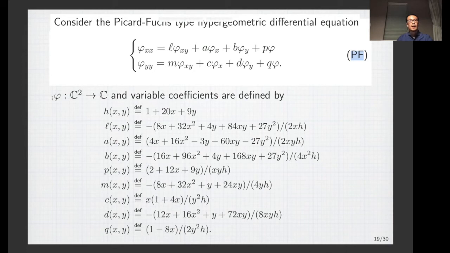Now phi is a complex valued function from C^2 to C, and there are a bunch of variable coefficients, defined by these formulations. X and Y are complex variables, and we have many non-autonomous terms in the PF differential equations. Actually, the Picard-Fuchs type hypergeometric differential equation is a partial differential equation with respect to X and Y, and it is much more complicated than the previous hypergeometric differential equation.